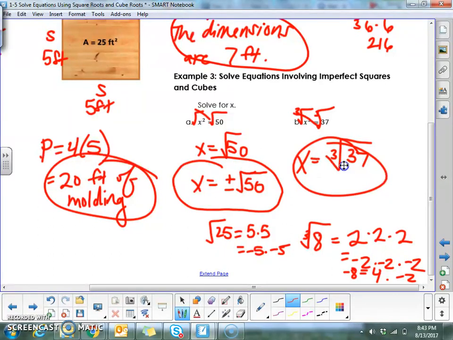For the cube roots, if it's a positive that you're taking the cube root of, it's going to be a positive answer. If it's a negative that you're taking the cube root of, it's going to be a negative.